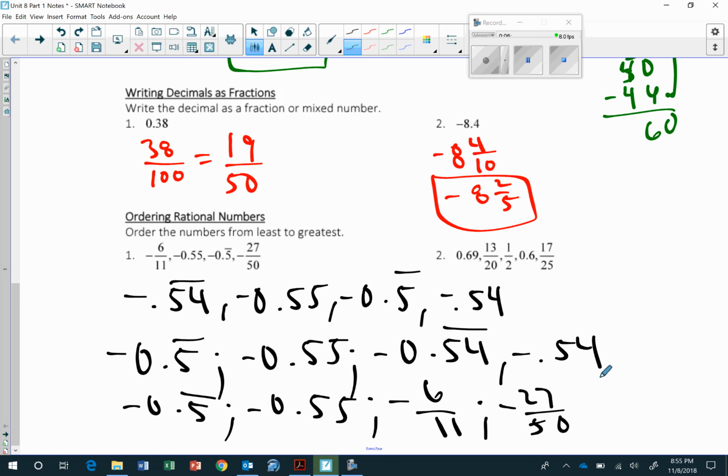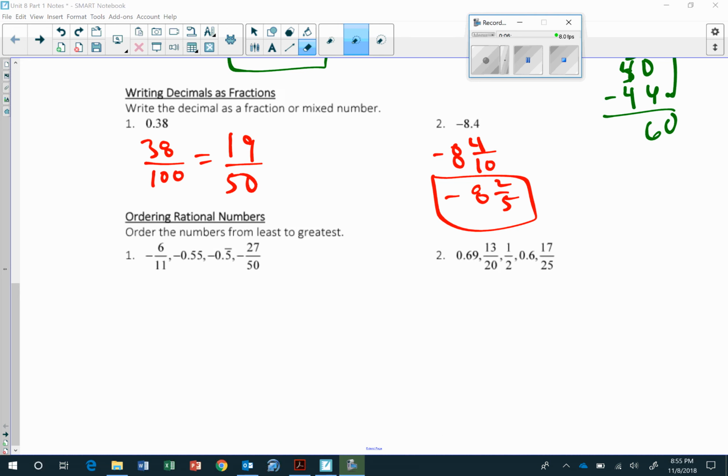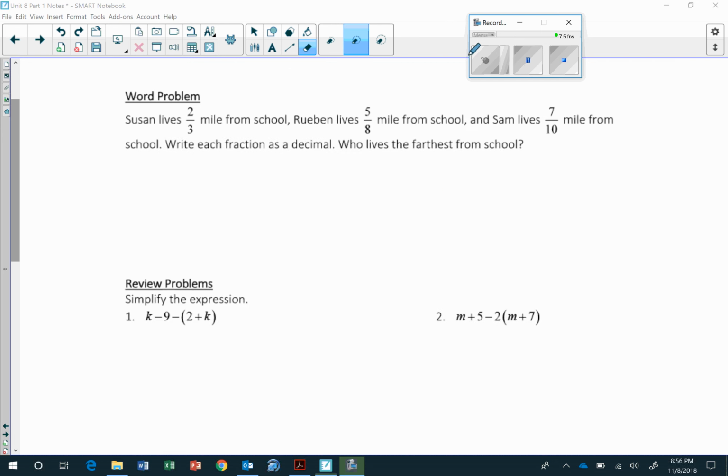So go ahead and jot that down if you haven't already. So I'm going to let you guys go ahead and try number 2. Remember, you need to put all those into the same form first, and then you can put them in order from least to greatest.